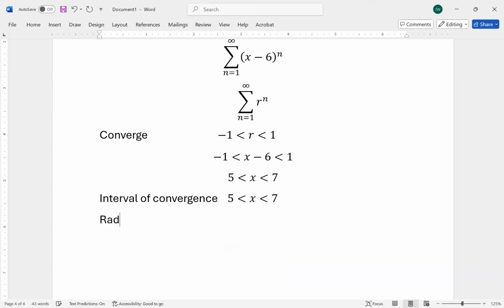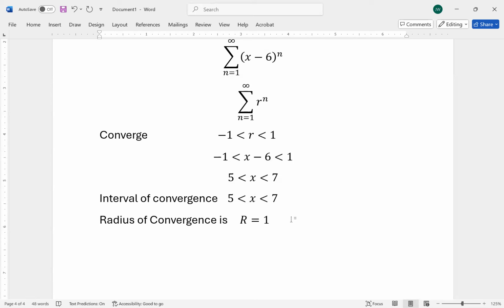The radius of convergence is 1. I'll write capital R equals 1 so that I'm consistent with what we had on our slide. Again, it's 1 because that's the radius. You start at the center of 6. You go 1 to the left, you get a 5. You go 1 to the right, you get a 7. So the radius of convergence is 1. Anything within 1 unit of 6 or less than 1 unit of 6 will converge.